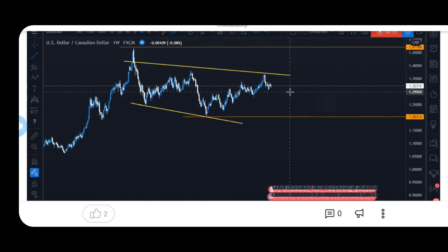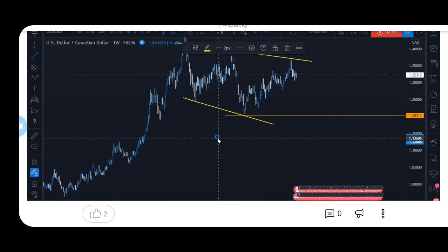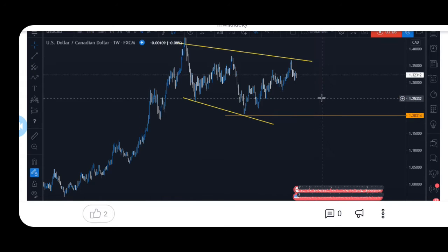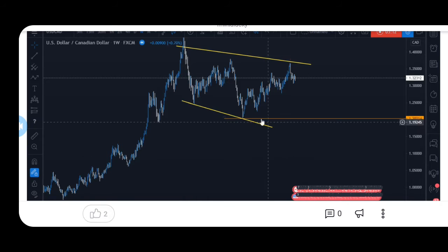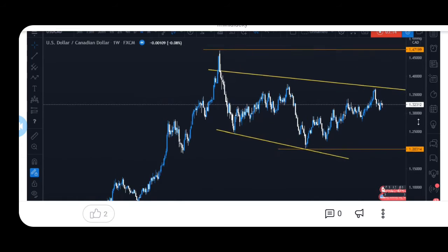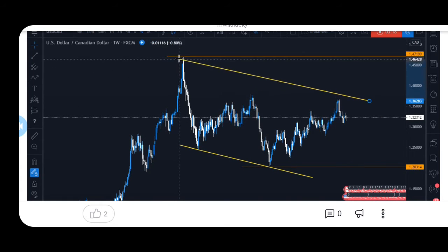On the weekly chart now, the pattern is much clearer. You can see how the pattern has been forming, and you know exactly what to expect, especially if you're a pattern trader. If you're a pattern trader, you would know exactly what you're looking for. So look at our highest point, guys. We had our highest point there.